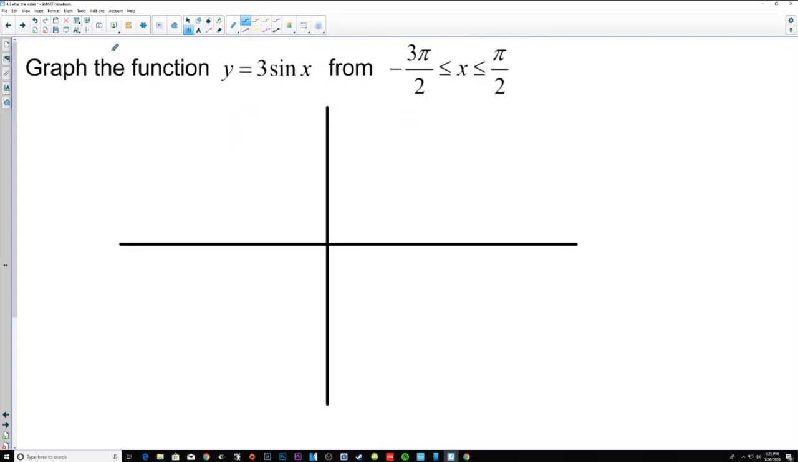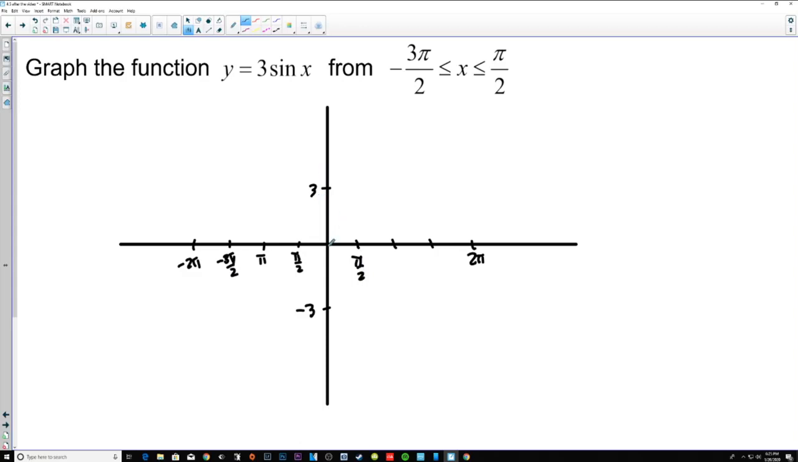Graph the function y equals 3 sine of x from negative 3 pi over 2 to pi over 2 only. So 3 sines. So 3 up here. We'll make this negative 3. 1, 2, 3, 4. We'll call that 2 pi. 1, 2, 3, 4. Negative 2 pi. And we want to find negative 3 pi over 2. So here is pi. Here's pi over 2. So from negative 3 pi over 2 to pi over 2 right here.